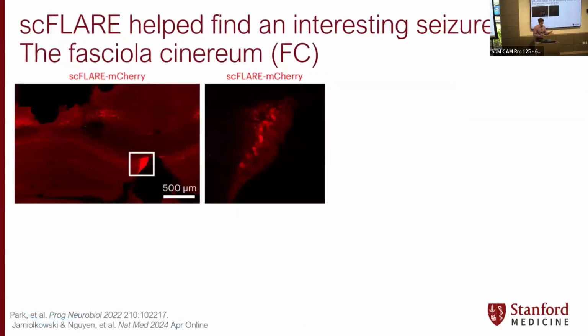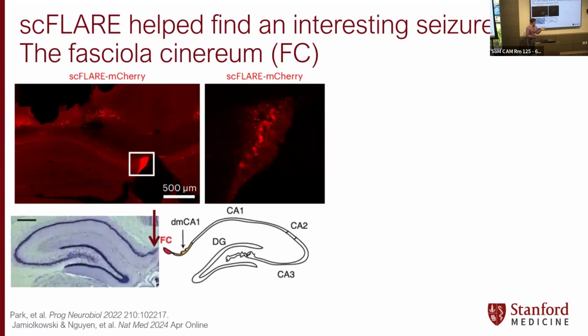So SC flare helped find an interesting seizure focus called the fasciola cinereum. What we were seeing is, using this technique, this little part of the hippocampus kept lighting up. And we were like, what is this region? This was mostly before I was there, but what the region was was the question, and it turned out to be a place called the fasciola cinereum.